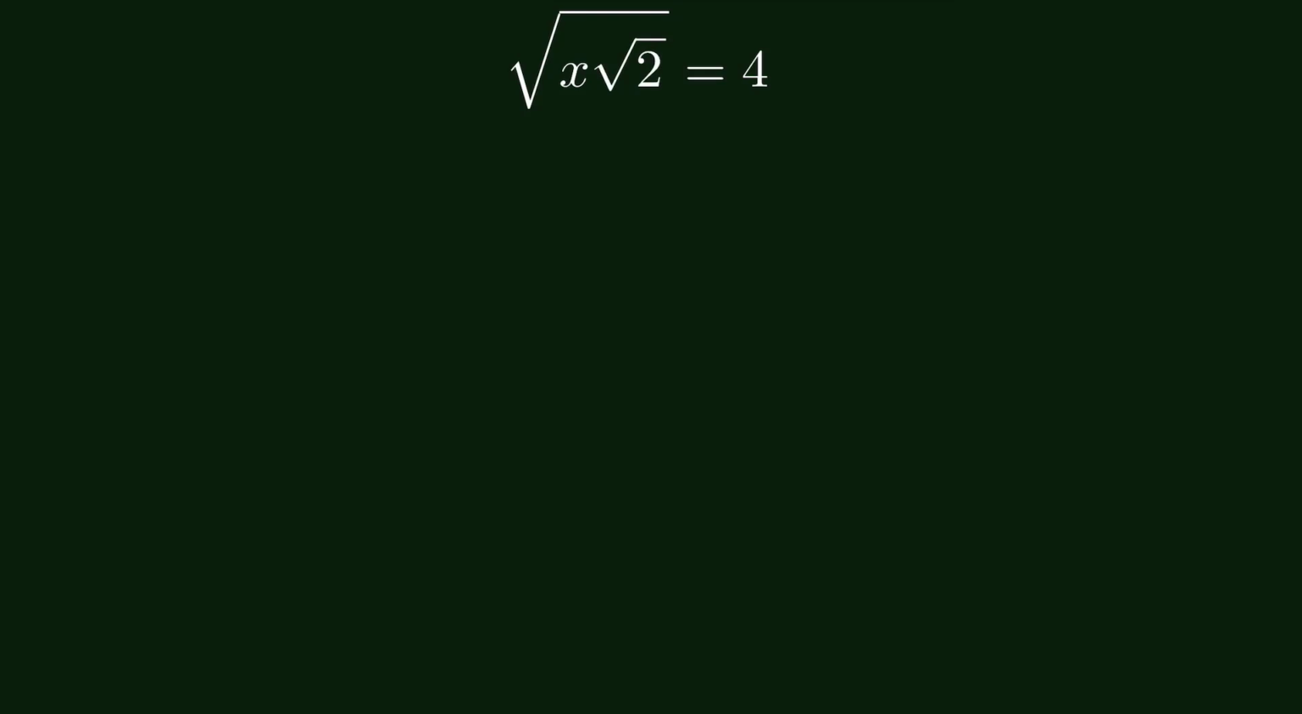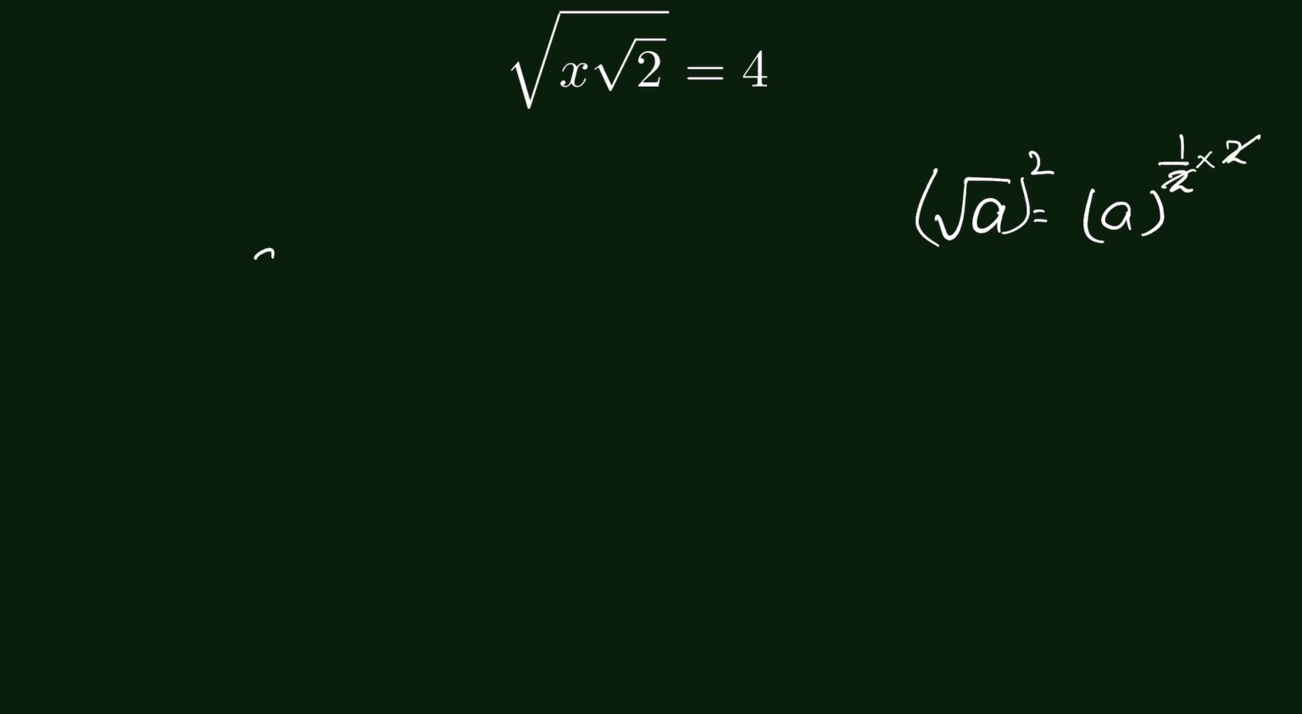x times square root of 2 under square root is equal to 4. Find the value of x. So to remove the square root, we know when a is under square root, it means a is raised to the power of 1 upon 2. So when we square it, the exponent is also multiplied with 2. Then we can remove the square root with the square.